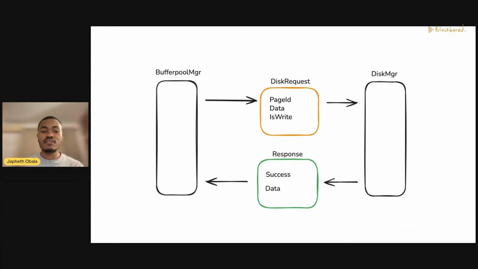I mentioned earlier that the buffer pool manager is responsible for bringing data into memory. So this is how it does it. If the buffer manager wants to read a page of data from disk, it sends a disk request to the disk manager, telling it the page ID. If it's a write request, the disk request will have data, and the write flag will be set to true. And then the disk manager figures out what to do with the disk request, and then returns a response containing a success status and data for read requests.